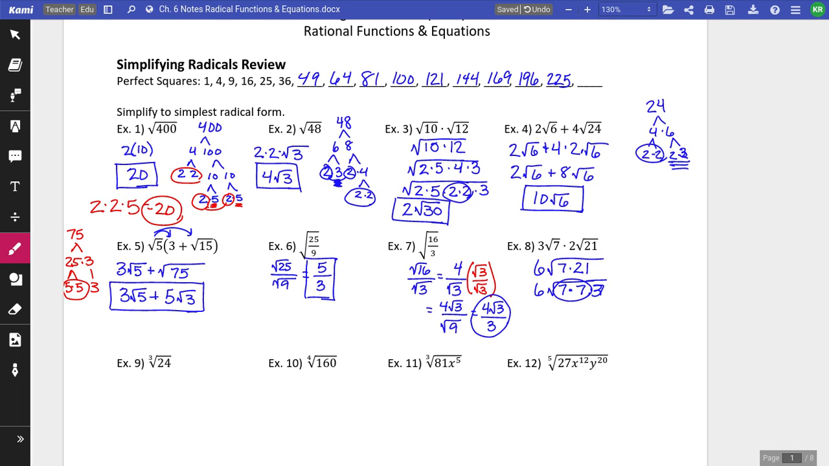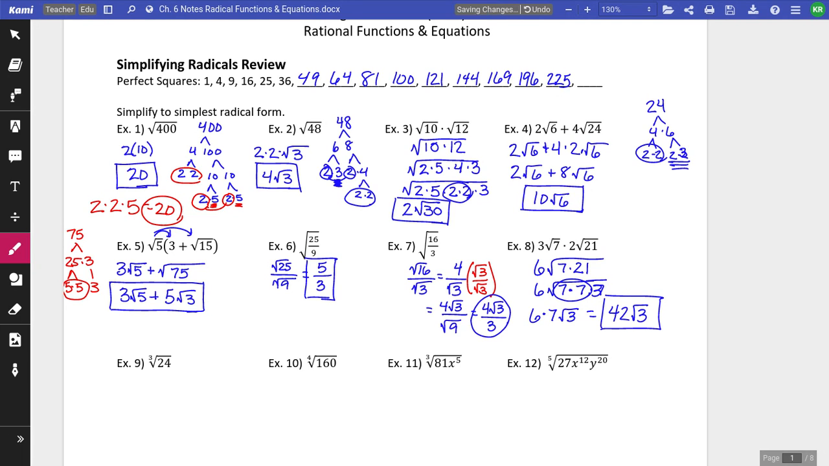So now that makes that pair that can come out. So 6 is already out front. 7 can come out front now because you got that pair. And then 3 has to stay under your radical. So this is going to be 42 square root of 3.